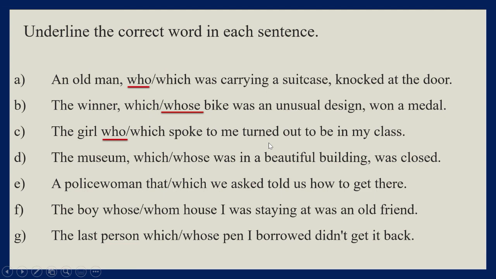D. The museum, which or whose? The answer is which, because we are talking about a museum as a thing, and this is a non-defining relative clause. Again, we have two commas here and here. The museum was closed, because we all know which museum we are talking about. We don't need to define it. So this is a non-defining relative clause.